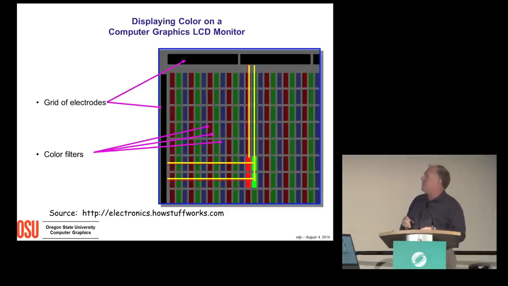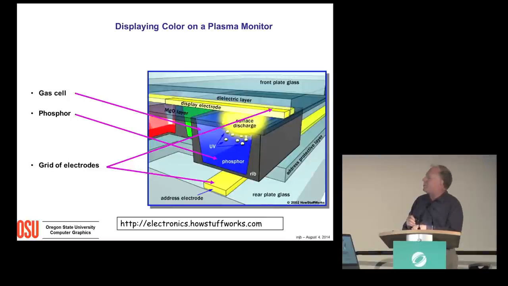Here's plasma. Plasma, I thought, was cool because basically it was like little neon cells. That is, it actually lit up. Plasmas were really bright, but of course, it's very hard to maintain a high-resolution display where every little cell is its own light bulb.